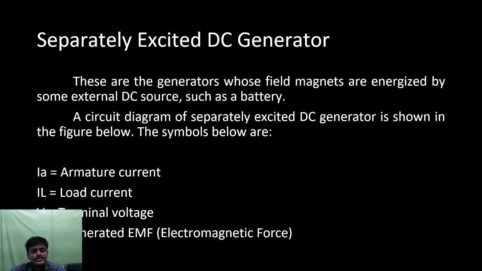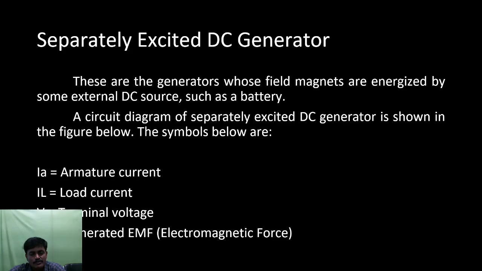Then the next thing is the separately excited DC generator. These are the generators whose field magnets are energized by some external DC source, such as a battery. So by means of some external battery or external DC supply, we can give current to the field coil, which produces the magnetic field in the generator, in order to get the desired voltage at the output.